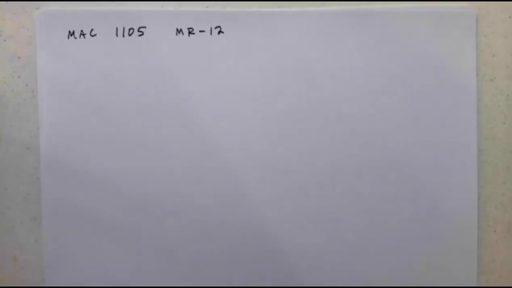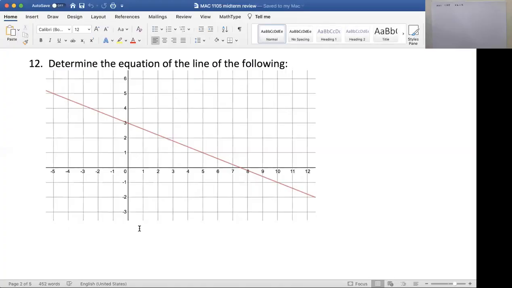So for this question, we want to take a look at a graph. And our goal is to determine the equation of that line. Well, two things that we need: we need the slope and we need the y-intercept. So the y-intercept is where the line crosses the y-axis.